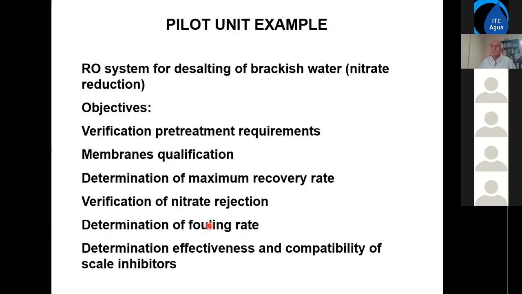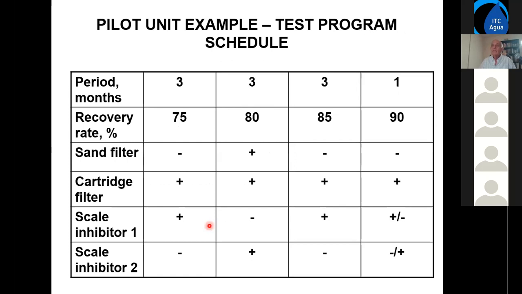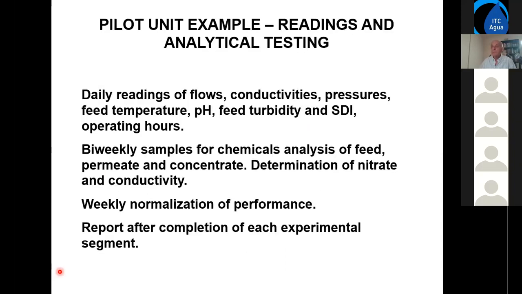So this was the nitrate rejection. Pretreatment requirements, I already discussed this. We have to verify nitrate rejection. So let's say that will be for 10 months of operation. We operate at recovery 75, 80, 85, 90 to see if we can scale-foul the membrane, using the cartridge filter and not using it, to see if there is a difference in operation. Using the scale inhibitor 1 and scale inhibitor 2, and see which one provides better stability.